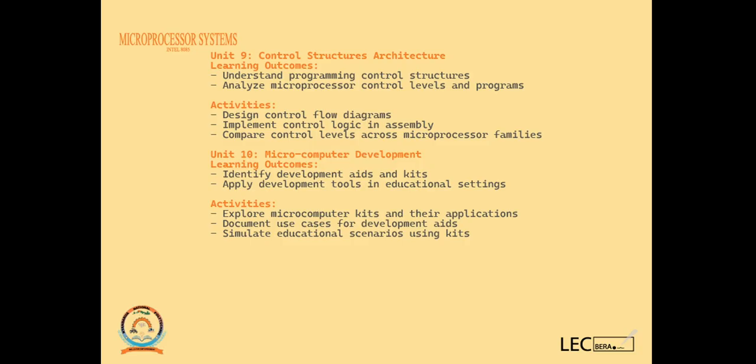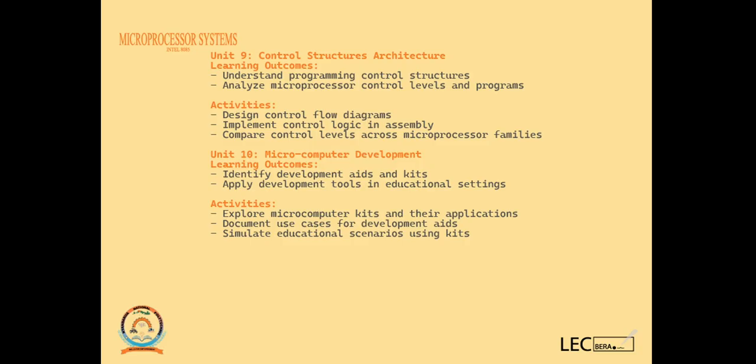Unit 9 is going to be about control structure architecture, and those are the learning outcomes: understanding programming control structures, and analyzing microprocessor control levels and programs. The activities you are going to perform here are designing control flow diagrams, implementing control logic in assembly, and then comparing control levels across microprocessor families.